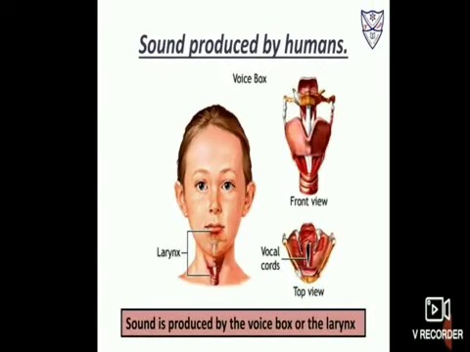Now students, let us discuss sound produced by humans. Sound is produced by the voice box or larynx. You can see in the image where the larynx is located. It is located at the upper end of the windpipe, and two ligaments called vocal cords are stretched across the voice box or larynx in such a way that it leaves a narrow slit between them for the passage of air.